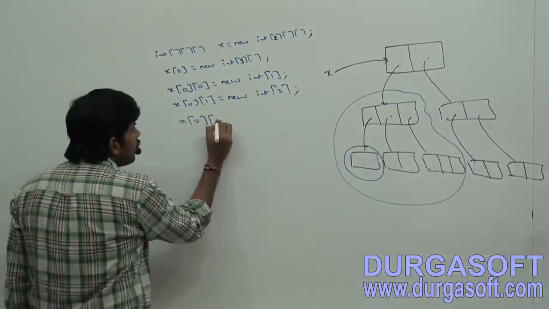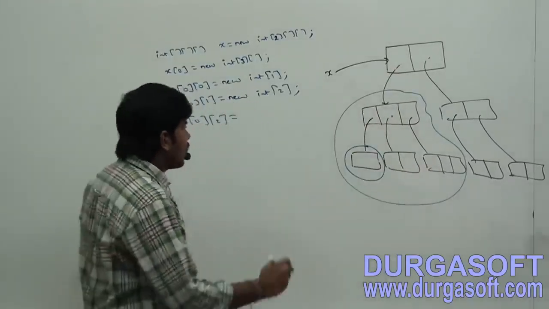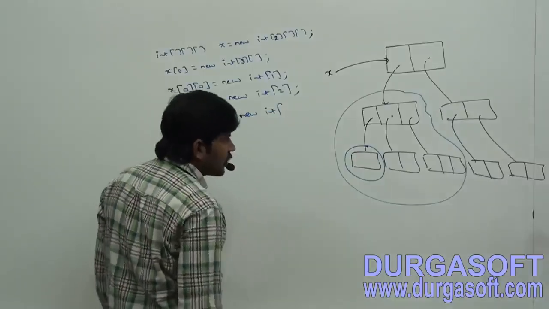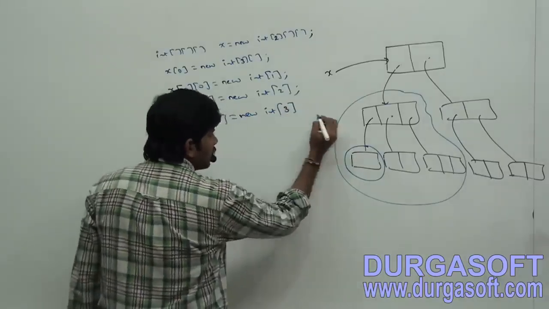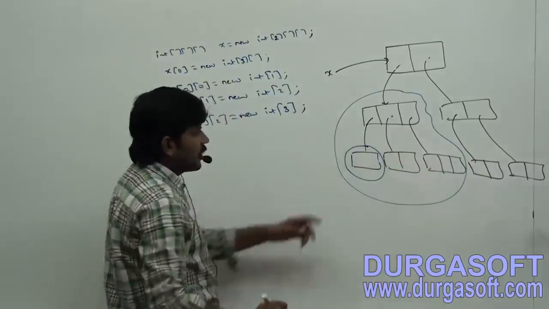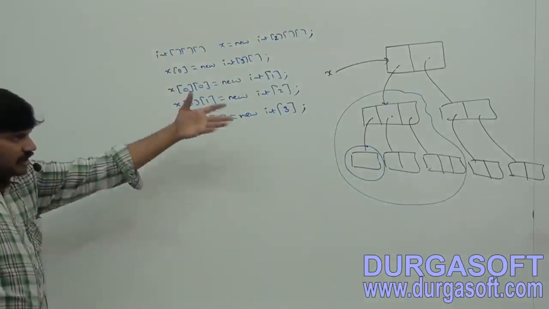X of 0, 2 is nothing but new int array of 3. That's all. Are you getting? New int array of 3. Like that's it. So this total first wing is completed.